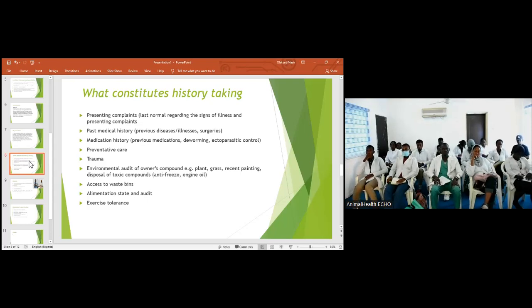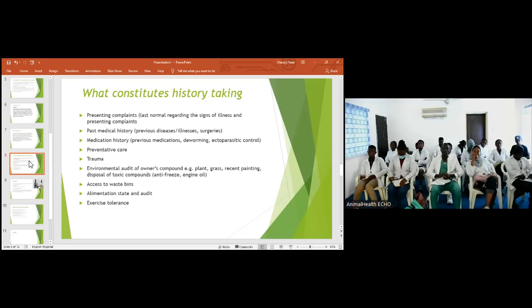Some people have their dogs in compounds where you have a lot of plants that are poisonous to dogs. Some are in places where you just have ordinary sand and you have engine oil spilling from generators. You have places where there are a lot of rats. So you must be able to do an environmental audit. So you ask about the environment, perhaps when you are seeing the dog for the first time: plants, grass, recent painting of the house. Then some dogs also have access to waste bins. This is very valuable information that you have to get.